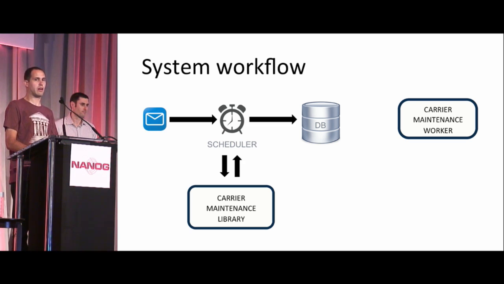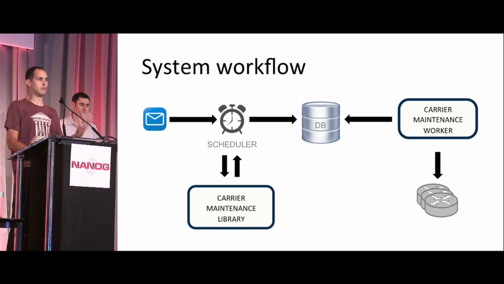On the other hand, we have a Carrier Maintenance worker, which is constantly checking the database, checking if anything is about to start. We do it in less than an hour, but this is obviously something that can be changed. In that case, we do a couple of things, which I will describe in later slides, and ultimately act on the network to make sure that this maintenance doesn't affect us. So first I will talk about the scheduler.